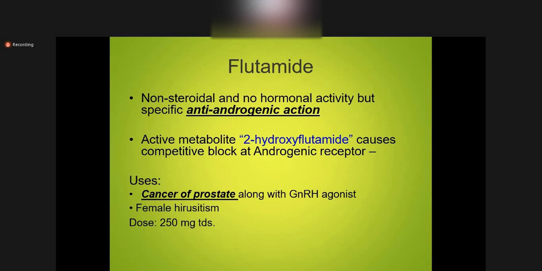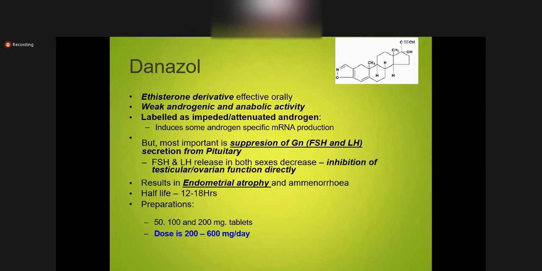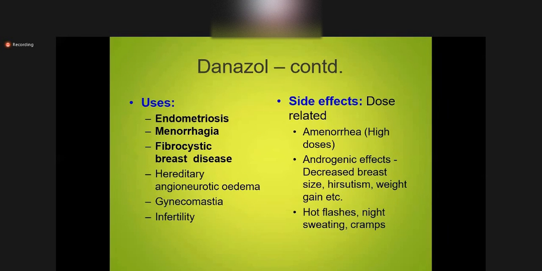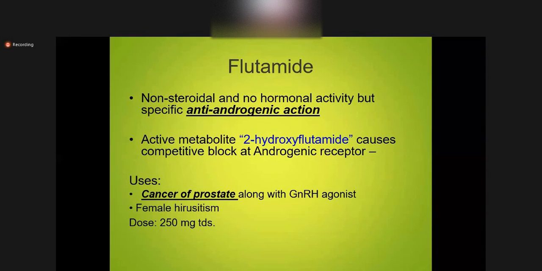The target is the androgenic receptor. The first one, danazol, has its target on gonadotropin, FSH and LH. This target is on the receptor, and the active form is 2-hydroxyflutamide, which is a competitive blocker at the androgenic receptor.